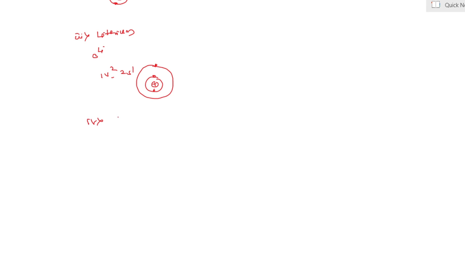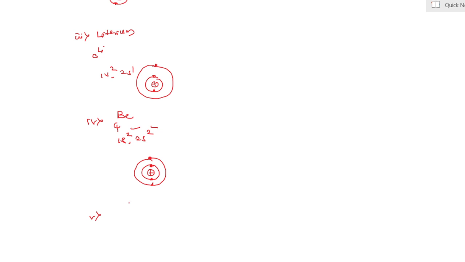For beryllium, Be4, 1s2, 2s2, K cell and L cell. Here in the K cell 2 electrons and in the L cell 2 electrons. Yes, in the K cell 2 electrons as well as in the L cell 2 electrons.